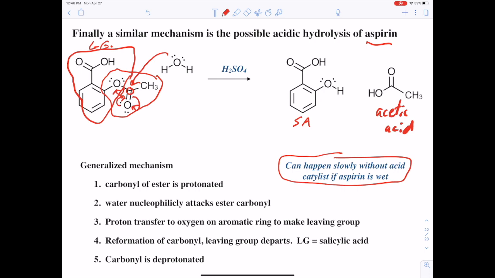And when this does happen, your aspirin might start to smell like vinegar, because vinegar is a solution of acetic acid. And when your aspirin breaks down, you produce this as one of the products, and that's what you smell, that vinegar smell.